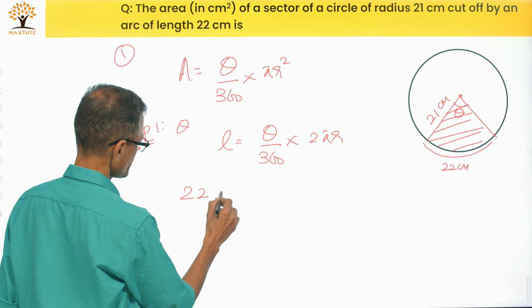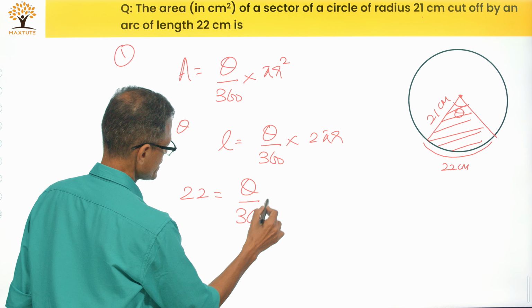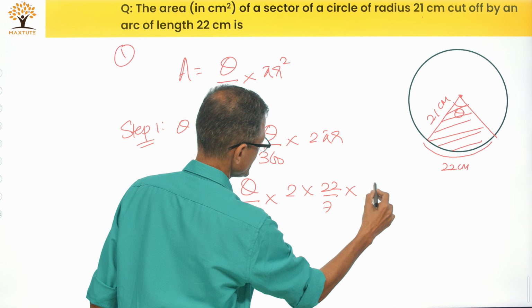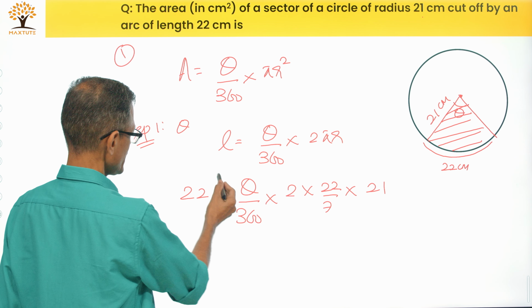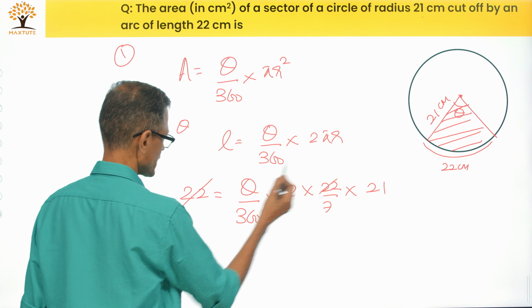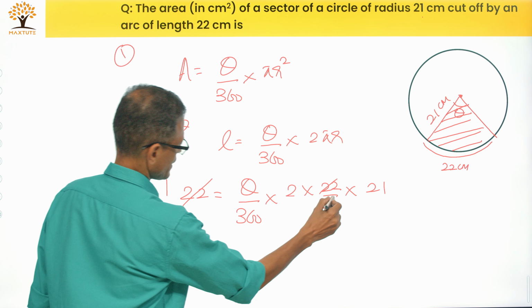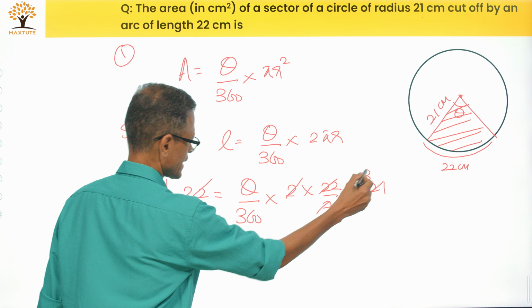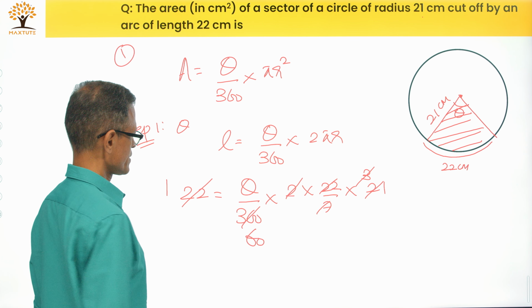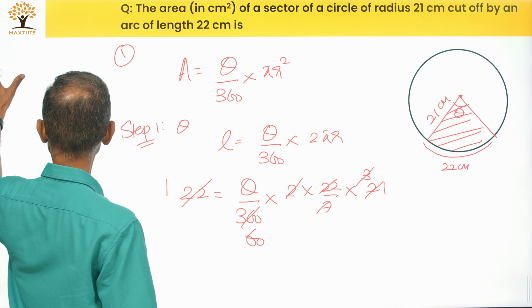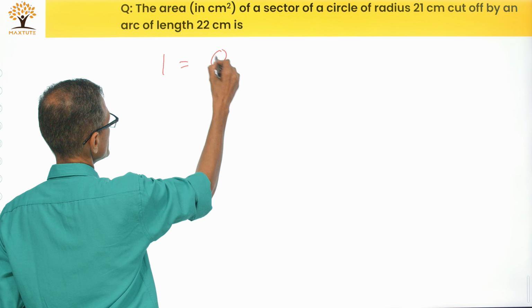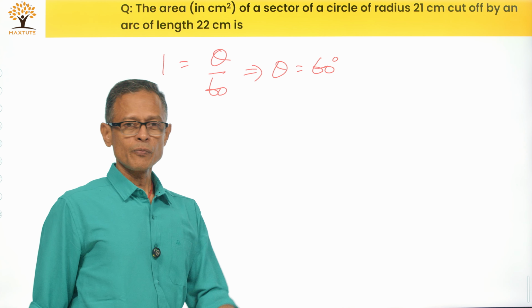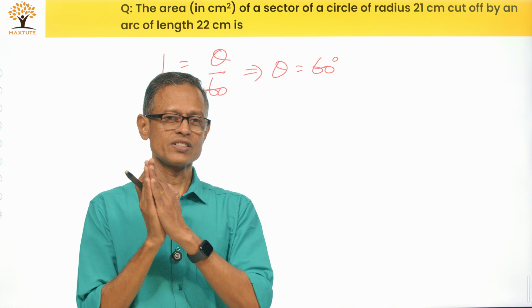Length is equal to 22. Theta divided by 360 times 2 times 22 by 7 for pi, and the value of radius is equal to 21. Divide both sides by 22. 22 gets cancelled with 22 to leave us with a 1. Cancel the 7 and 21 to leave us with a 3. 2 times 3 is a 6, cancels with 360 to leave us with a 60. So 1 is equal to theta by 60, or theta is equal to 60 degrees. So step 1, we wanted to find out the value of theta, which is equal to 60 degrees.